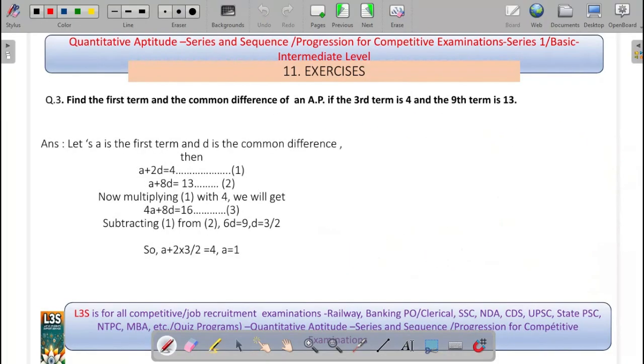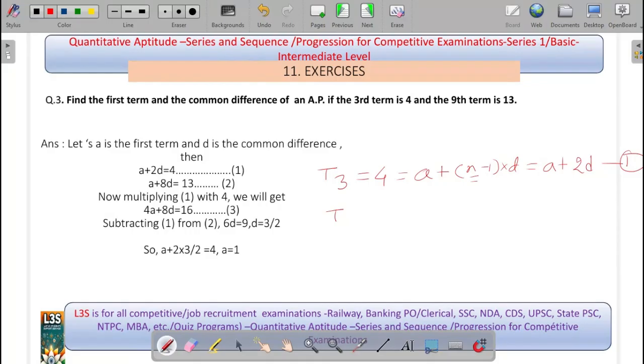Let's go to the next one. Find the first term and common difference of an AP if the third term is 4 and the ninth term is 13. So here it is given T3 is equal to 4. We know the formula for Tn, so 4 is equal to a plus n minus 1 into d. Here n is equal to 3. So a plus 2d equals 4. This is equation 1.